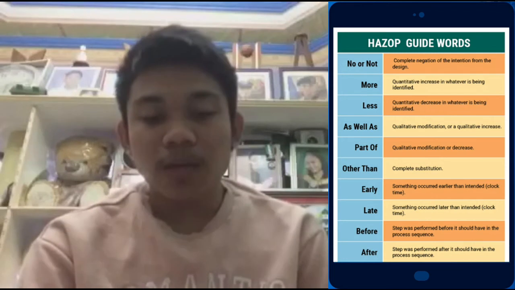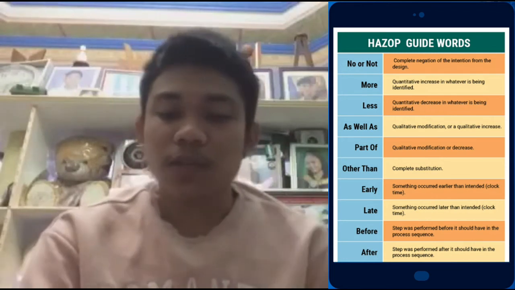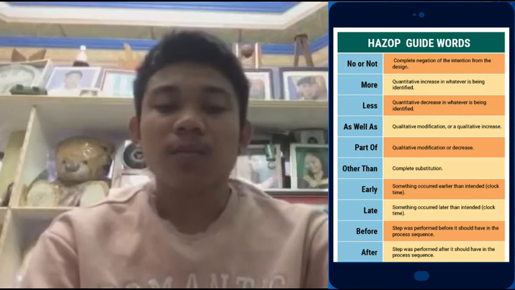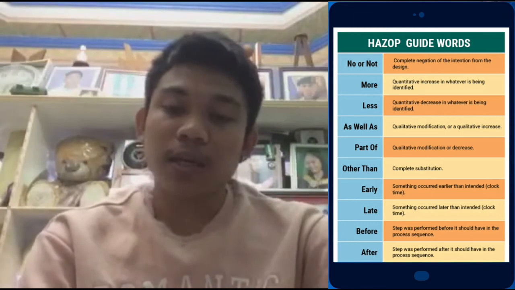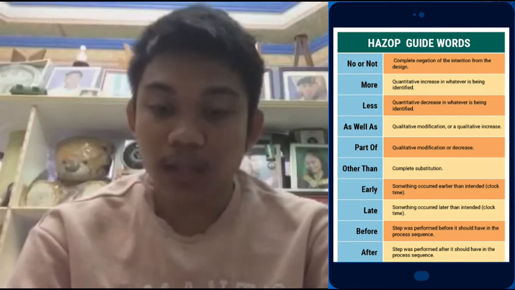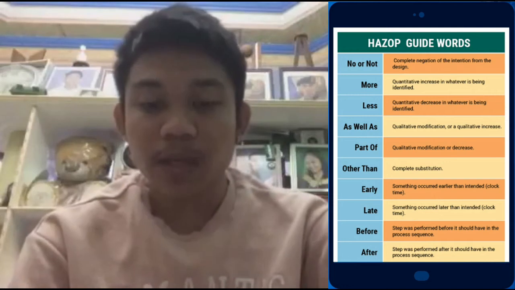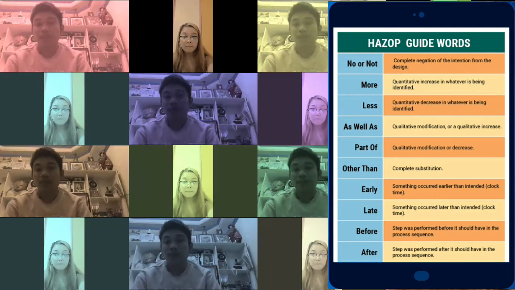The HAZOP guide words are then applied to each of the elements. HAZOP guide words work by providing a systematic and consistent means of brainstorming potential deviation to operation.